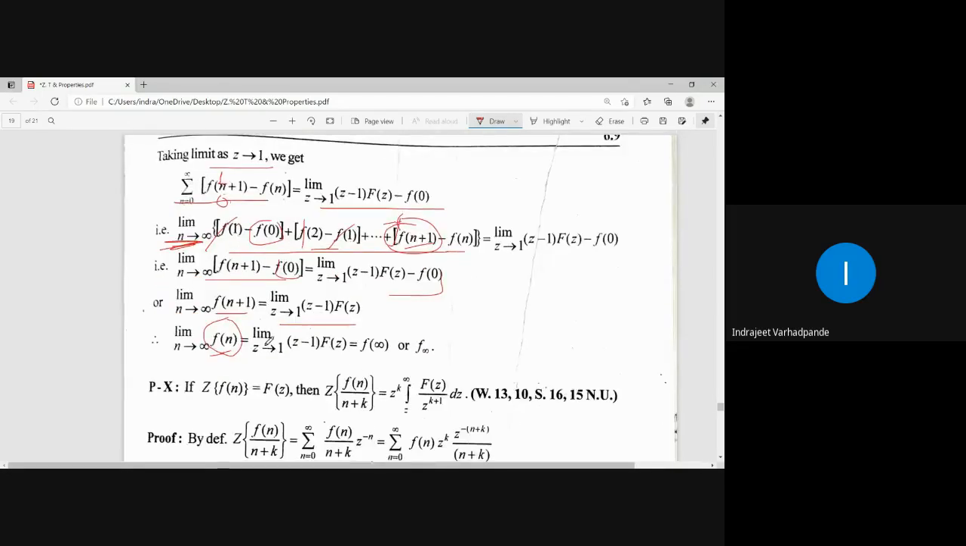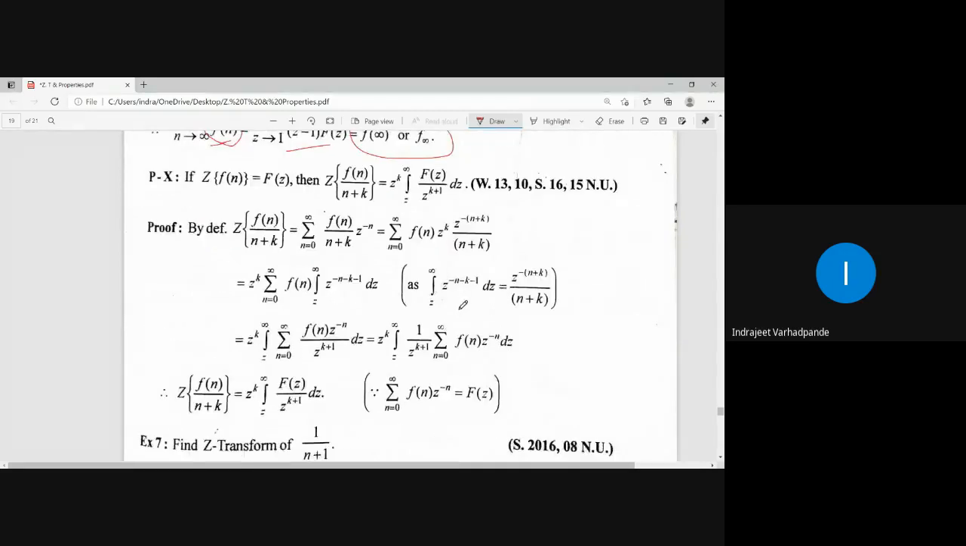n plus 1 बोलो या n बोलो, infinity तो infinity रहने वाला है, and therefore we get the answer as limit z tending to 1 f of z into z minus 1, which is the last value of the sequence given by f infinity or f of infinity. So this is the proof or the way of finding out the proof of the final value theorem. So kindly remember the statements well, because unless and until you remember the statement, you won't be able to start with the proof, right?